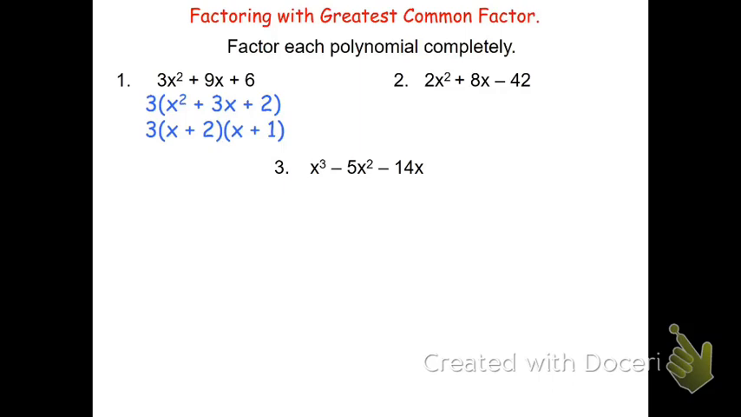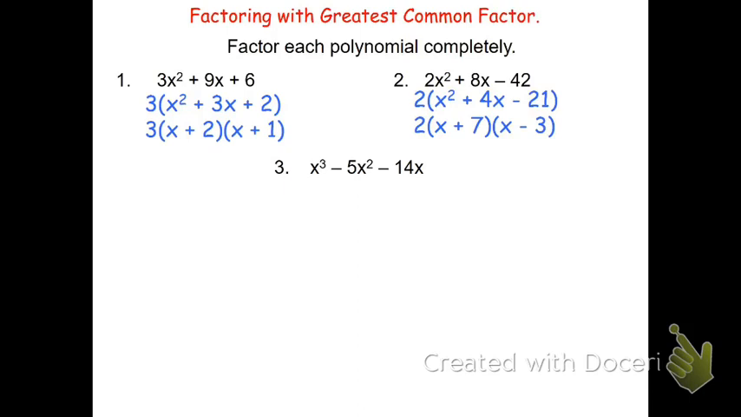Taking on problem number 2. It's a 2x squared, but I know that 2 will divide into both 8 and 42 evenly. So I can factor the 2 out. 2 divided by 2 is 1, so it leaves me at 1x squared. 8x divided by 2 is 4x, and negative 42 divided by 2 is negative 21. I now look for numbers that multiply to be negative 21 and add to be 4. That would have to be 7 and negative 3. So this will leave me 2 times the quantity x plus 7 times the quantity x minus 3.